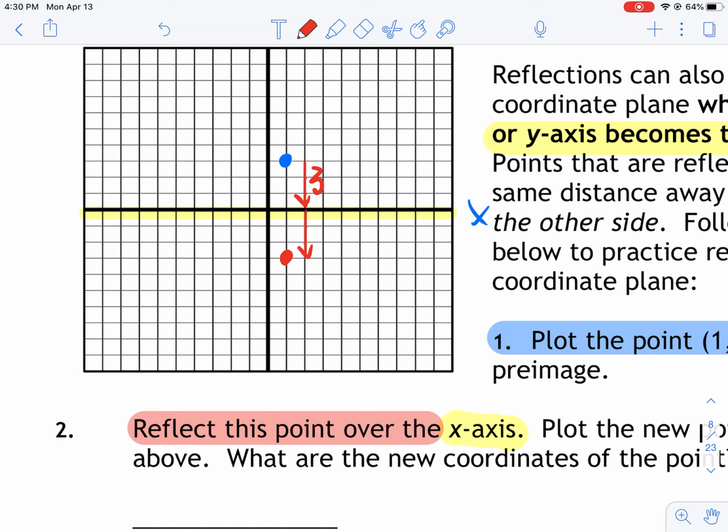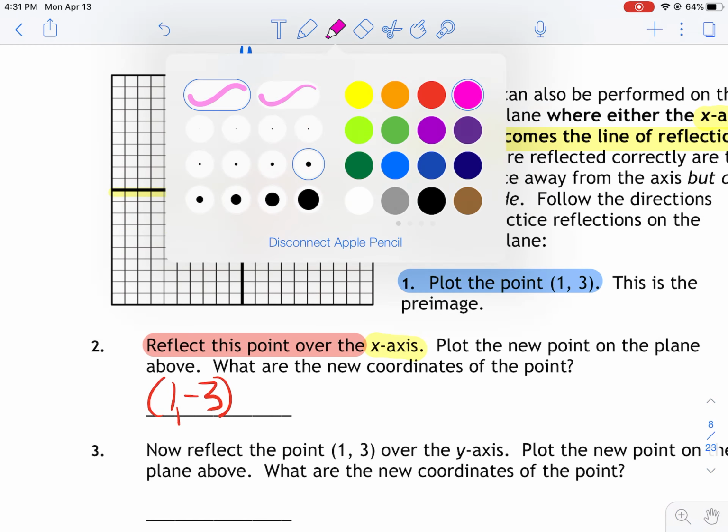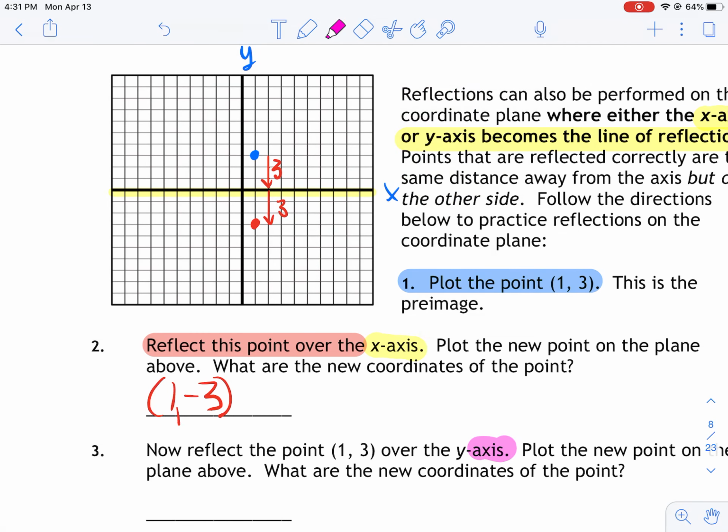Your pre-image and your final image must be the same distance from your reflection line. So if the pre-image is 3 units above the line of reflection, then my final image has to be 3 units below. So I have my new final image. The coordinates of that point, 1 to the right, 3 down, is the point (1, -3). Now on part 3, we're going to reflect this point over the y-axis.